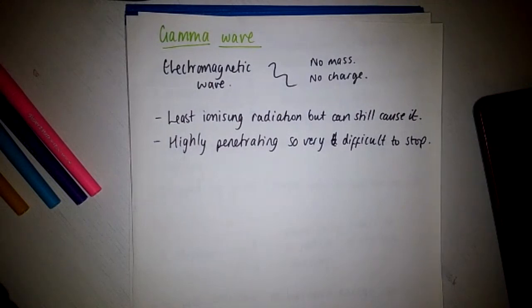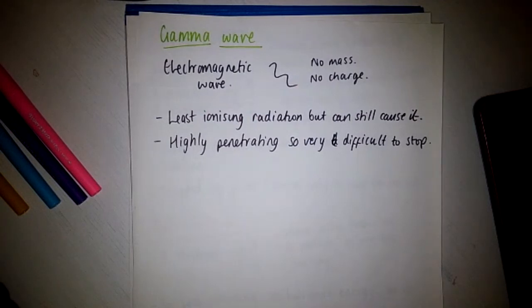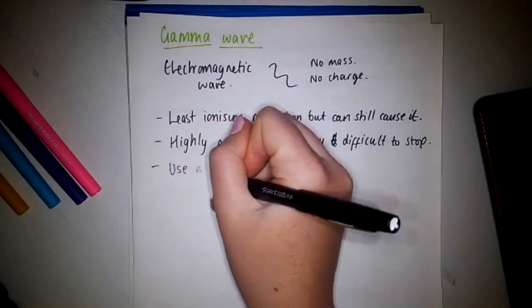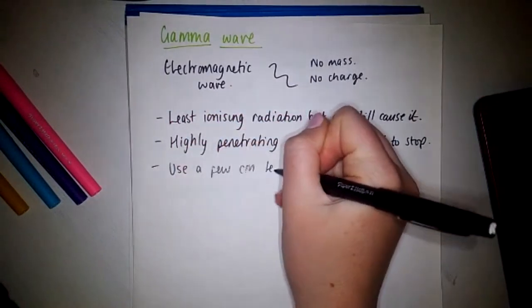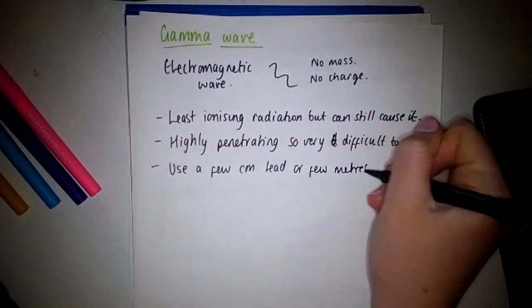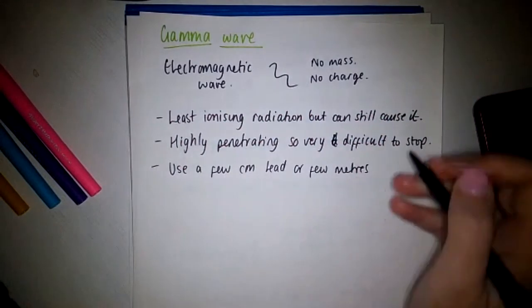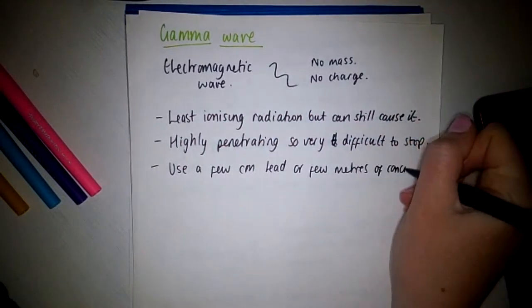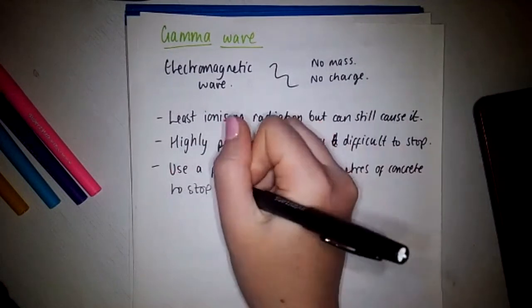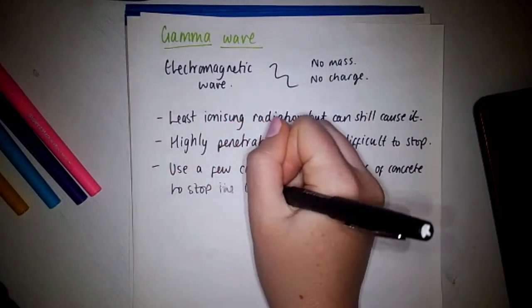They are stopped by a few centimeters of lead or a few meters of concrete. So lead is a lot more dense than concrete. So to stop it, you need to use a few centimeters of lead or a few meters of concrete to stop the gamma.